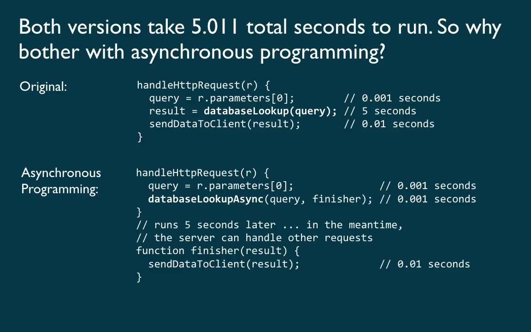Now, if you actually look at this carefully, both the original code and the asynchronous code will take the full 5.011 seconds to run, right? Because there's no way to avoid the 5-second wait for the database. In the original way, you just wait while you're stalling in the handle HTTP request function. In the new way, you're still waiting 5 seconds.